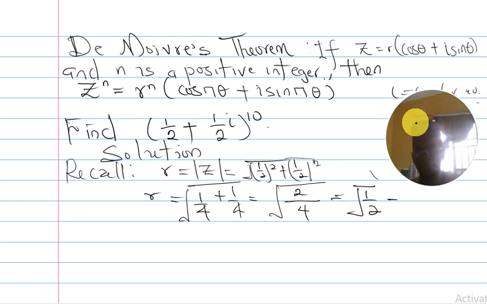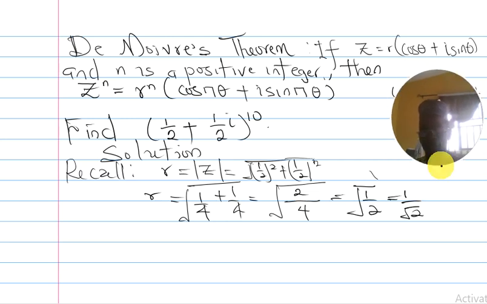Here now I can see 1 over root 2. We can rationalize this one, and it gives us root 2 over 2. Okay, we are done with this one.